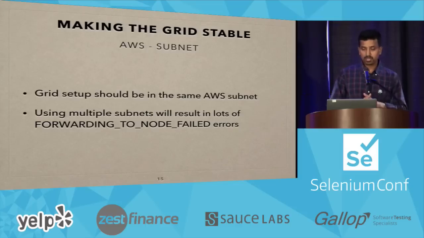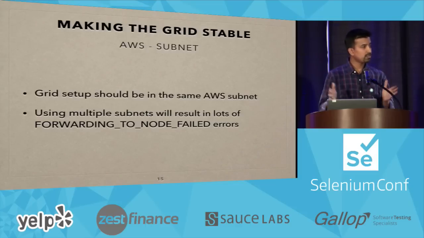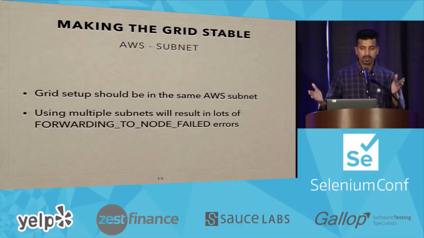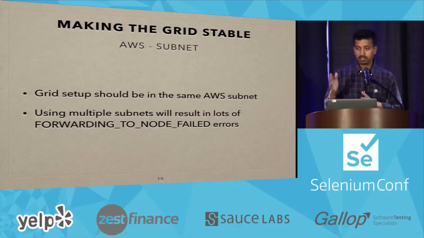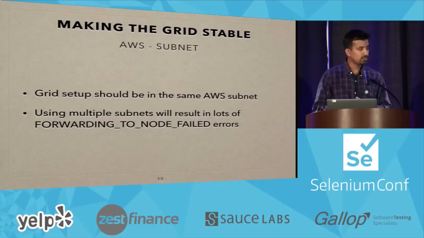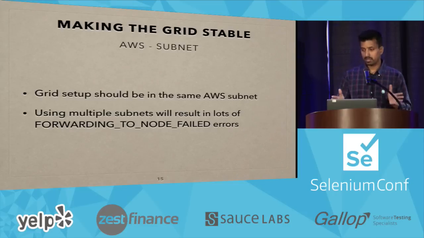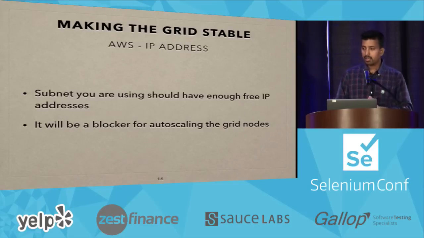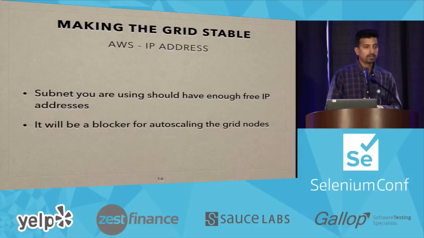So you need to make sure that when you use AWS, whoever sets it up, the subnet you are choosing, and all the nodes and the hub should always be in the same subnet. Everything should be in the same subnet. The subnet you're using should have enough free IP addresses.